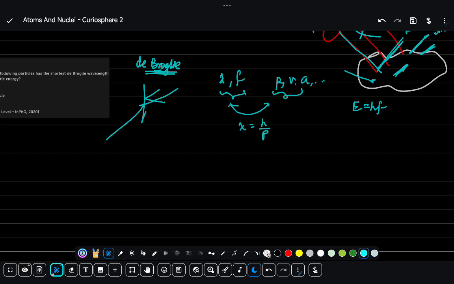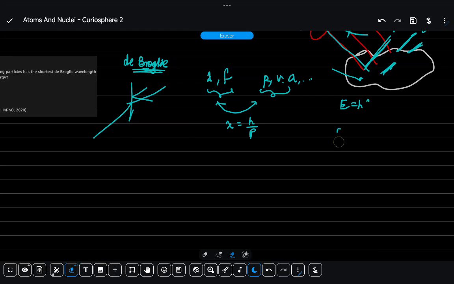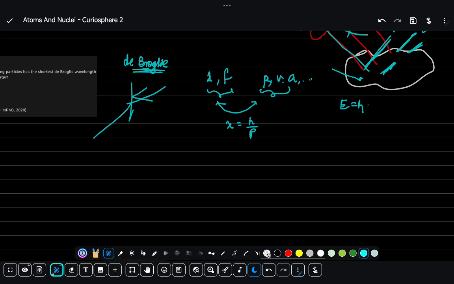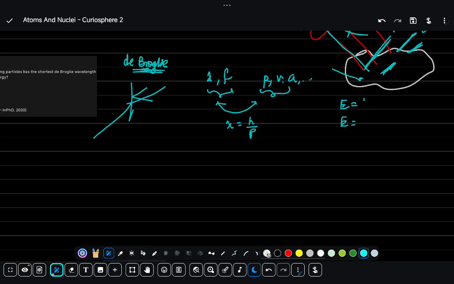Now let me tell you how he came up with this formula. Here comes the intellect of Einstein. Einstein's famous equation, E equals mc squared. So we have E is equal to hf, and E is equal to mc squared. Can you see the connection between these two? hf, mc squared. Einstein correlated energy and mass.